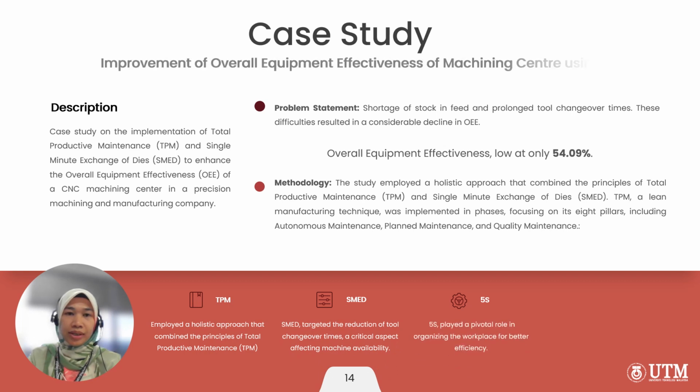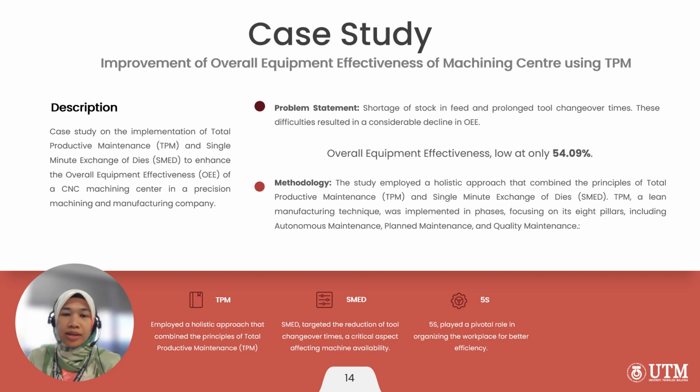This paper presents a case study on improving OEE of equipment in a manufacturing company and also to determine and address the areas which act as barriers in implementing TPM. This company, which manufactures steering housing, faced a major issue of lack of stock in feed and tool changeover time, which reduced the availability of the machine, which in turn resulted in a tremendous drop in OEE. The current level of OEE for this particular machine is found low at only 54%.